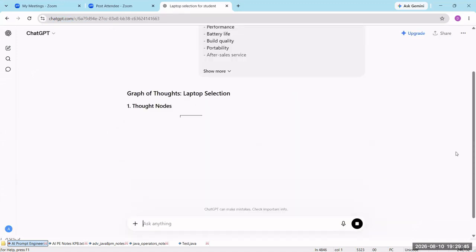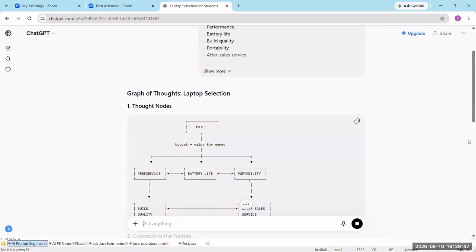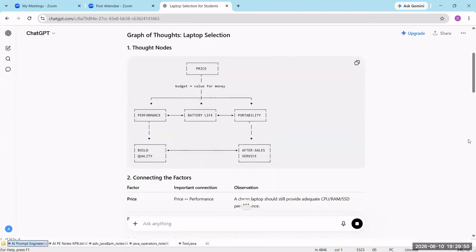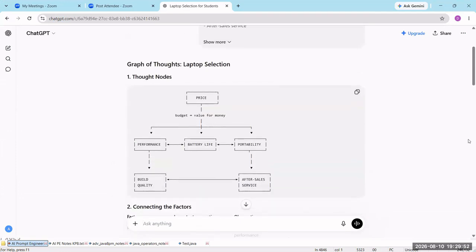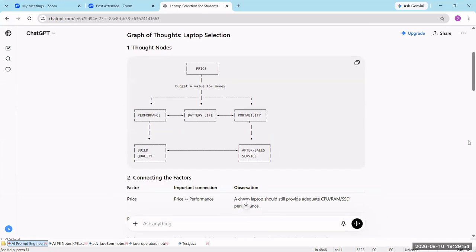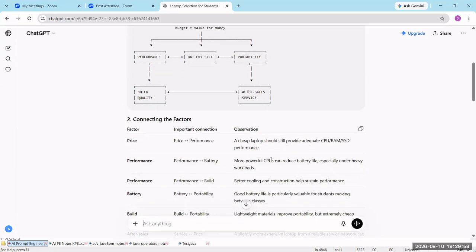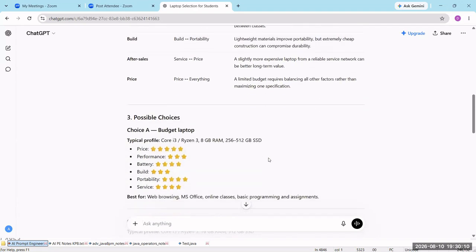Let's have a look at this. I am executing this prompt. Let's see what my ChatGPT is going to give. Have you observed? Even diagrams it is giving. Price, budget, value for money, performance, battery life, portability, build quality. All these it combined. Price and performance observation: a cheap laptop should still provide adequate CPU, RAM, SSD performance. Like n number of factors.